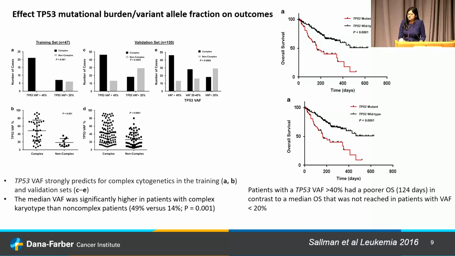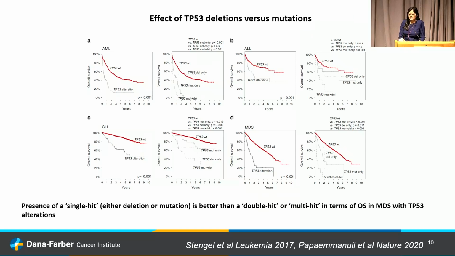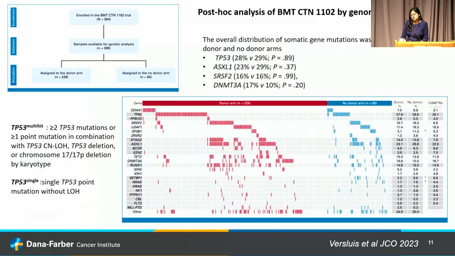Here is some data from Dr. Solomon, where he showed that variant allele fraction does matter if you use a cutoff of about 40%, but really tracks with complex cytogenetics, so I don't know that it additionally adds that much value if you already have complex cytogenetics. The Papaemmanuil paper in Nature 2020 did show that biallelic P53 is worse than monoallelic, but this was mainly in the pre-transplant setting. And really, in the cohort of patients who actually got transplant, this distinction, monoallelic and biallelic, did not really discriminate between the patients who did better and those who did not.